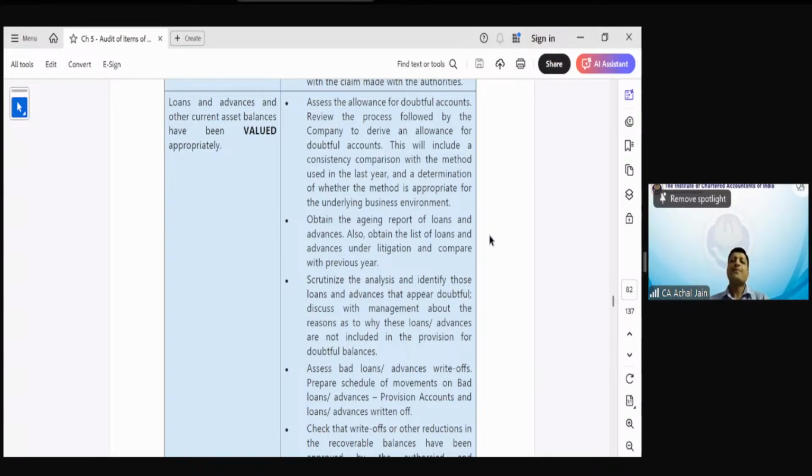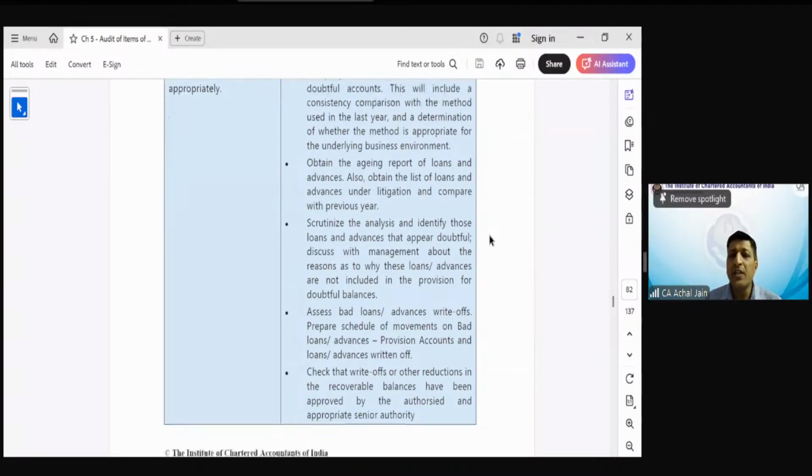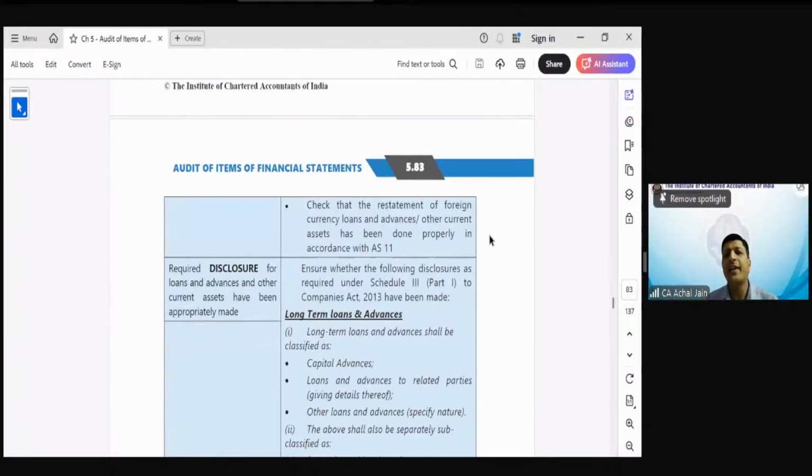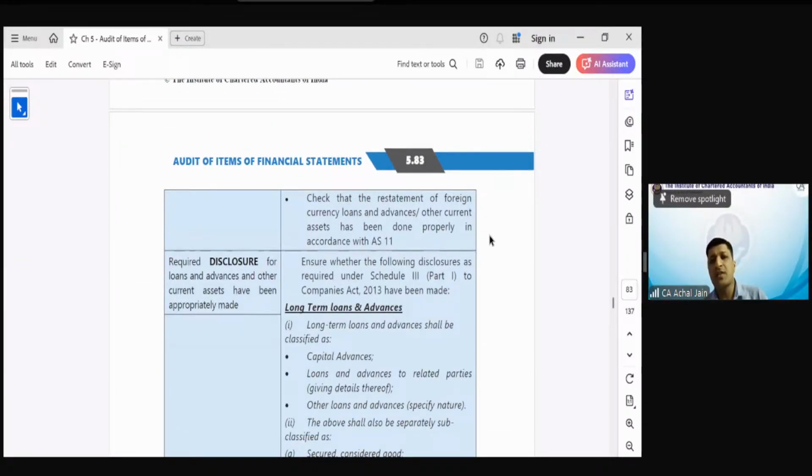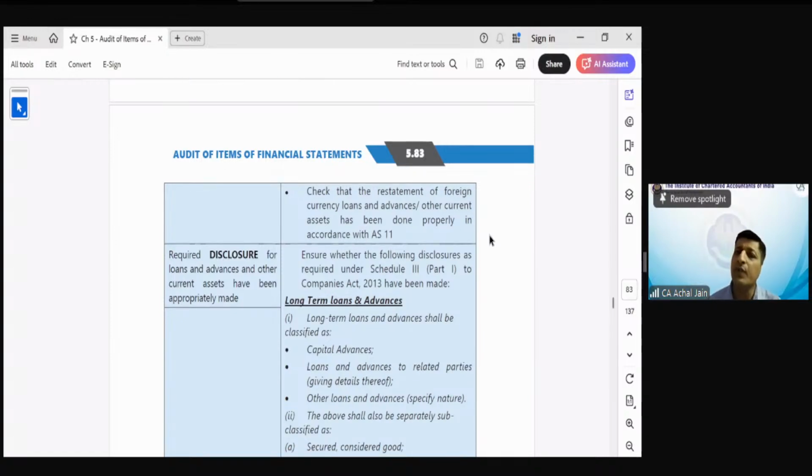Then in this case, once the analysis is done in respect of aging, securities, and old outstanding, if some of the advances are not recoverable, what will the management do? Management will have to assess whether those need to be written off or not. So that again becomes important on the part of the management.